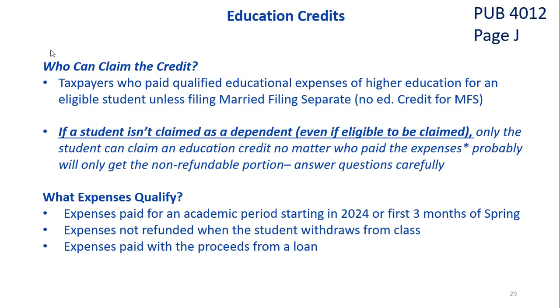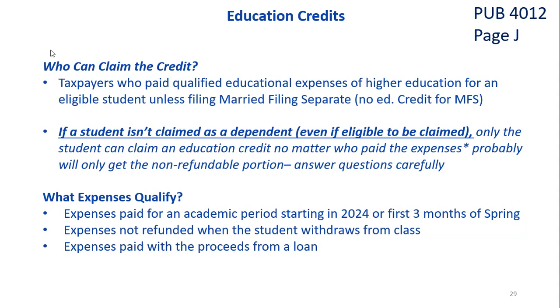Both credits have a non-refundable portion, and the American Opportunity has a refundable portion. So who can claim an education credit? Taxpayers who paid qualified educational expenses for higher education like university, trade school, local colleges, people who paid for that for themselves or for their dependents can try to file for an education credit. Except married filing separately does not qualify. That's just one of the rules. Married separate, there's a lot of things they can do, and this is one of them. They can't take an education credit.